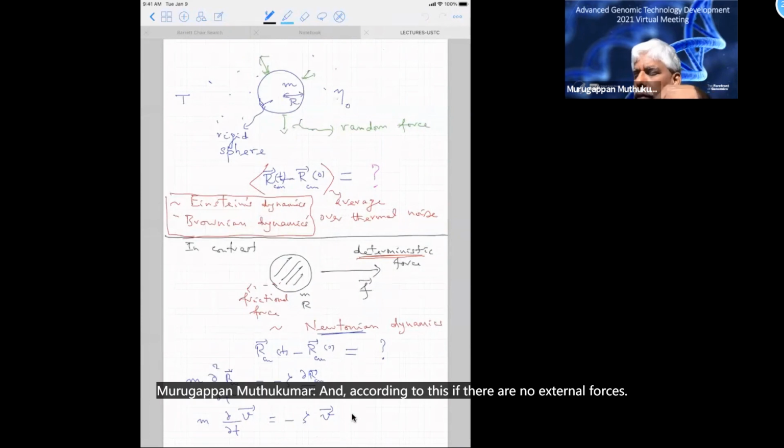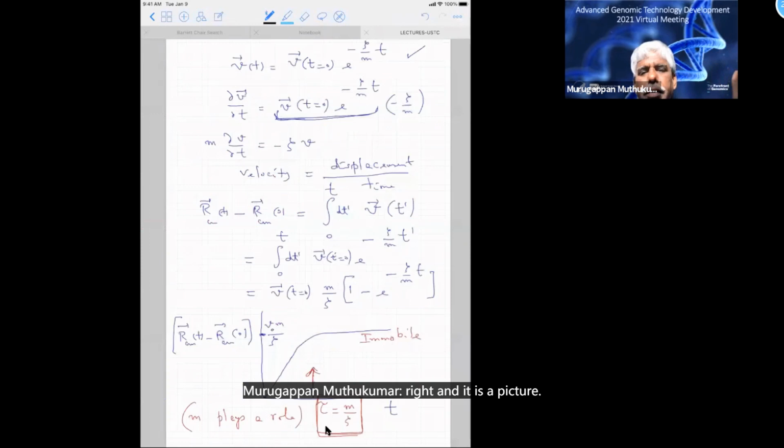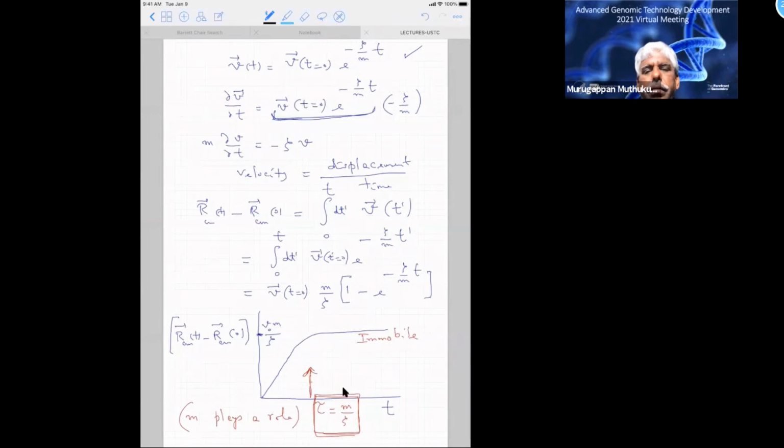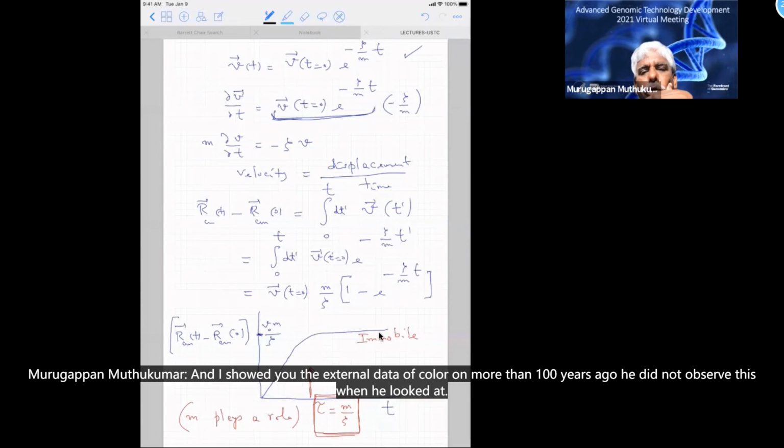And according to this, if there are no external forces, this is the picture, and the displacement is finite. It moves with a certain slope, which is related to the initial velocity for short times; for longer times, it becomes immobile. And I showed you the experimental data of Perrin more than 100 years ago. He did not observe this.